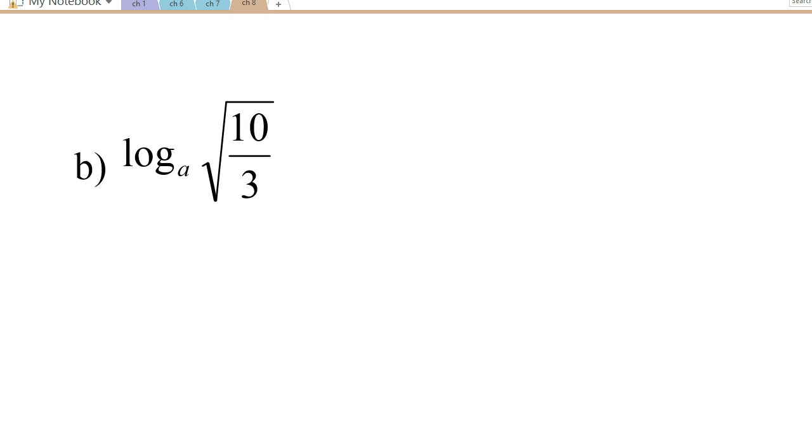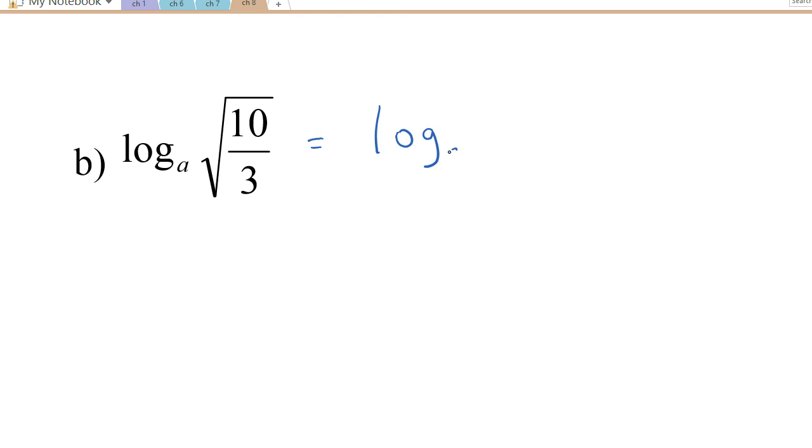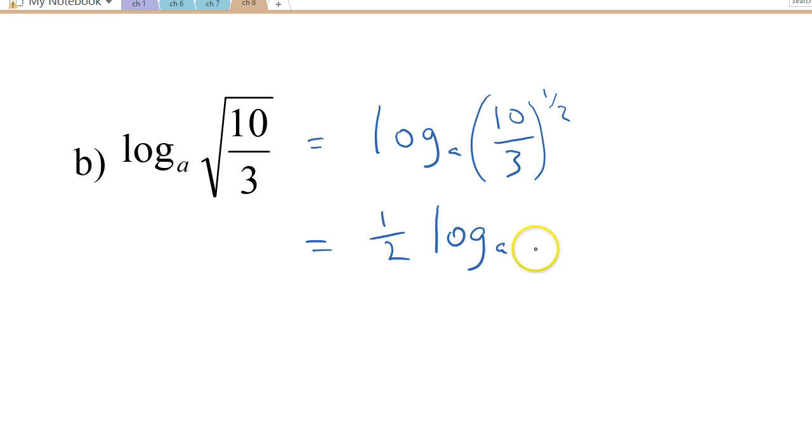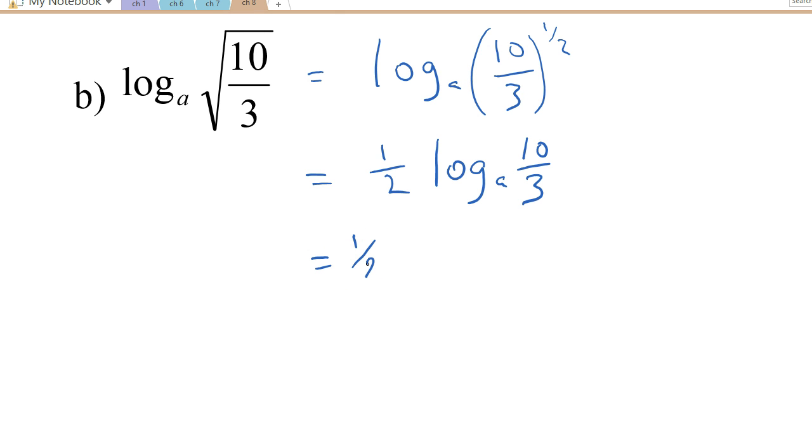Alright, we're getting close to the end here. Log base a, and this whole thing is being square rooted. So I think the first thing, if I look at this, then it's a little bit easier to say, oh yeah, now I can just multiply the log by a half. 10 over 3. Okay, now the 10 is the same thing as a 5 times a 2. So I'll say 1/2 times the log of 5 times 2 divided by 3.